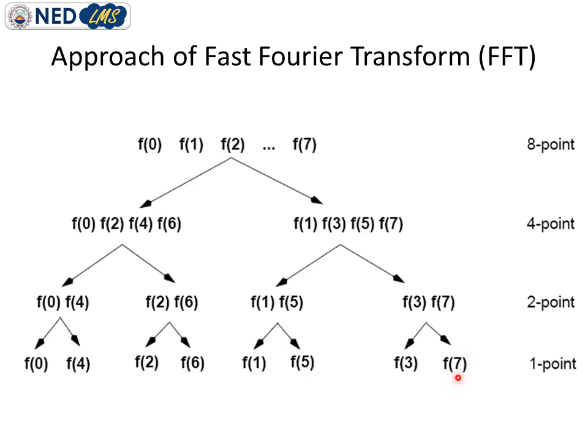So if we divide the sample set up to this stage, then this approach of FFT is known as full decimation in time, because we are completely decimating our sample values in time to single values. So this is basically the divide and conquer approach applied.